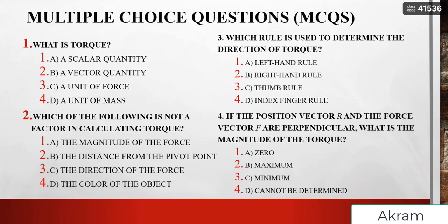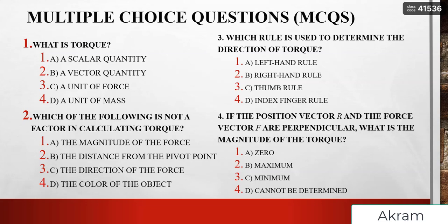2. Which of the following is not a factor in calculating torque? A, the magnitude of the force. B, the distance from the pivot point. C, the direction of the force. D, the color of the object.